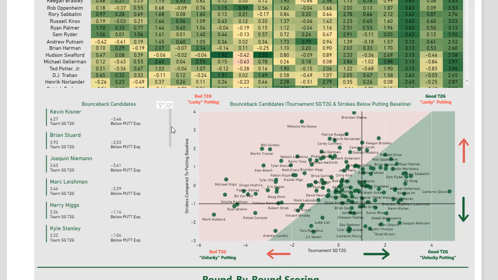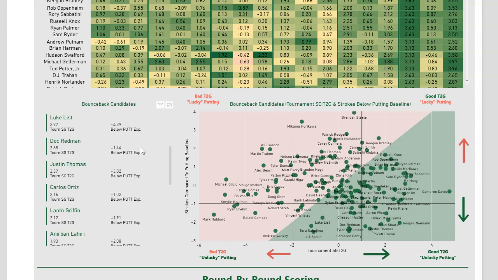He might, but he might not, because he's always losing 2 shots putting. It's remarkable for Kevin Kisner to show up on this list because he's a really good putter, and he was losing, through 2 rounds, 3.5 shots putting to his normal baseline. So that's why he is a, quote, bounce back candidate. So you can scroll through the guys that match that criteria.